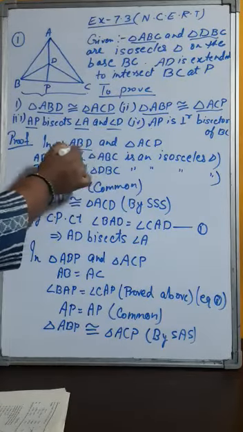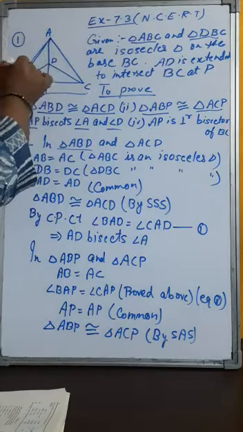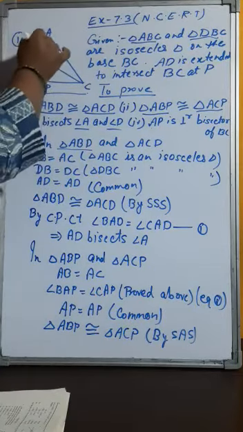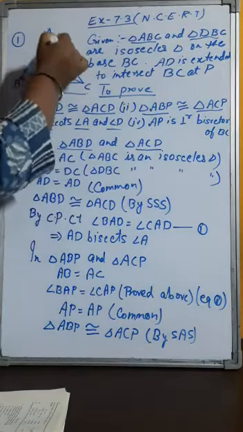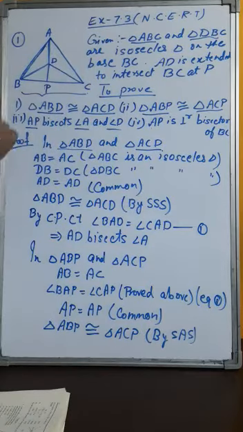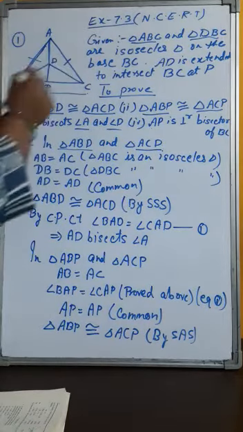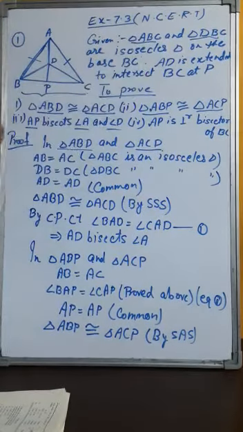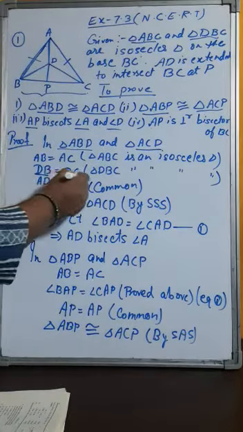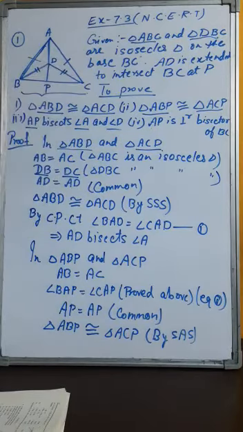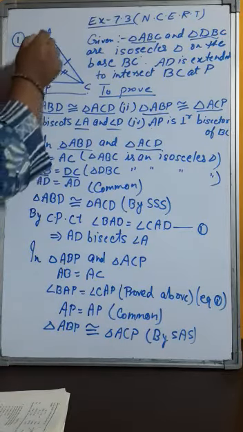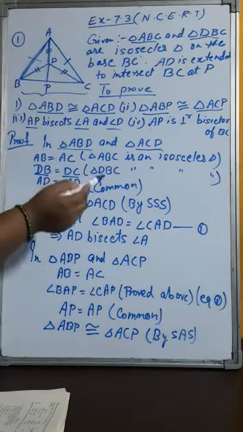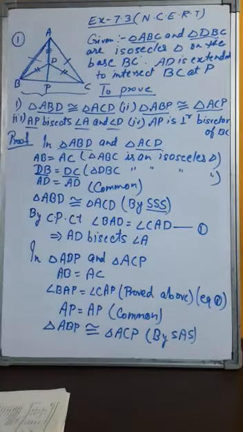The first is triangle ABD. Triangle ABD is this triangle, and we have to prove this triangle ABD is congruent to triangle ACD. ACD is here. If you see properly, AB is equal to AC because it is given that triangle ABC is an isosceles triangle. DB is equal to DC because DBC is also an isosceles triangle. The line AD is common in both. So triangle ABD is congruent to triangle ACD by the SSS congruency condition.